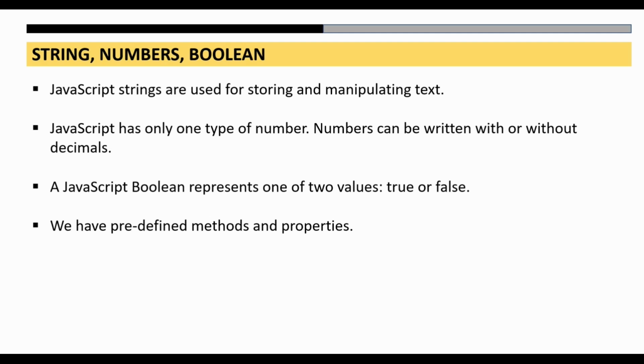The beauty of JavaScript is that, unlike other languages, you don't have different types of numbers. You just have one type of number, either with decimal or without decimal, so either a value like 10 or 10.20. You will not have integer, float or double. And a boolean value represents only two values. Either it is going to be true or it is going to be false.